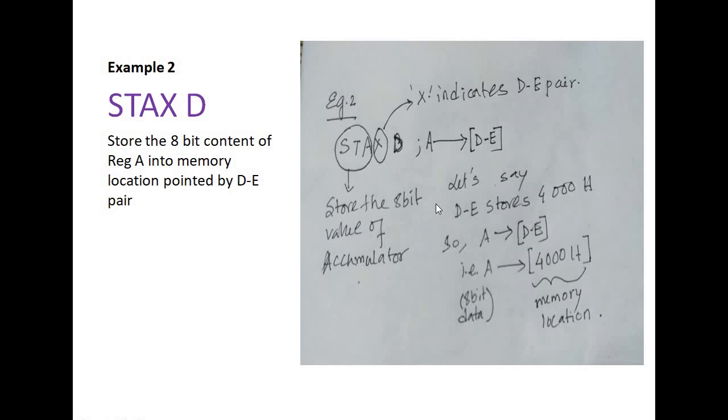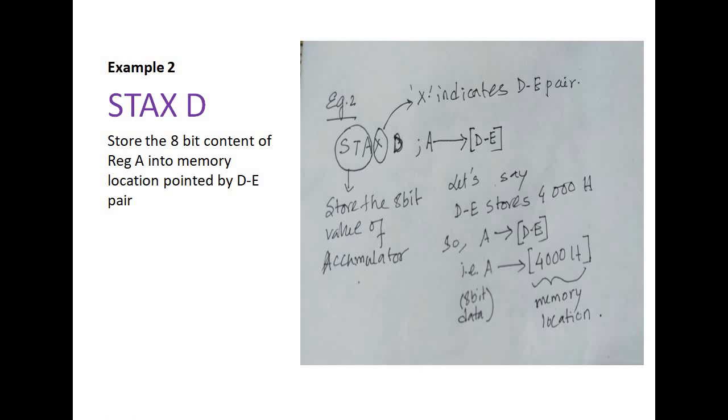Okay, now let us say the DE pair stores 4000H. As soon as I write STAX D, it will store the data of the accumulator into the memory location indicated by the DE pair. That is, the data of the accumulator will get stored into memory location 4000H. Understood? This 4000H is pointed by which register pair? The DE register pair. So we are giving the address, but not directly, we are indicating it by some register, and hence the name is indirect addressing mode.